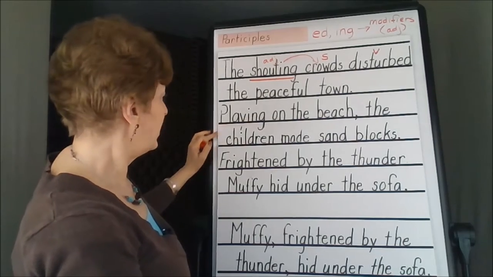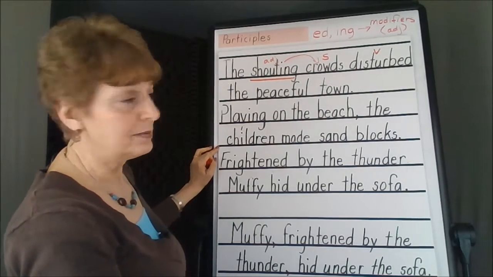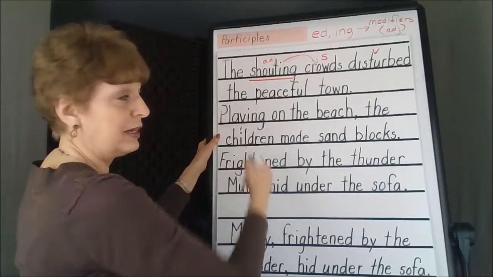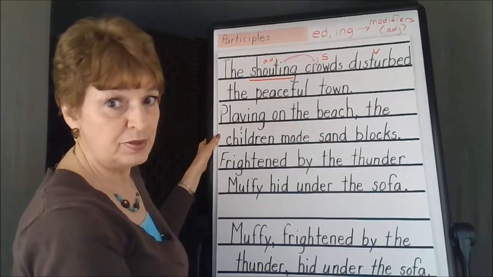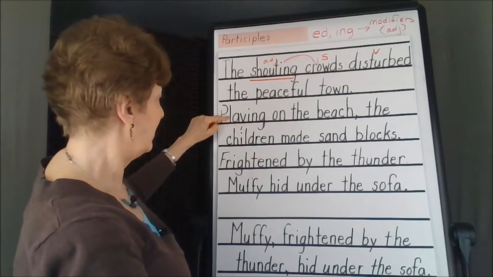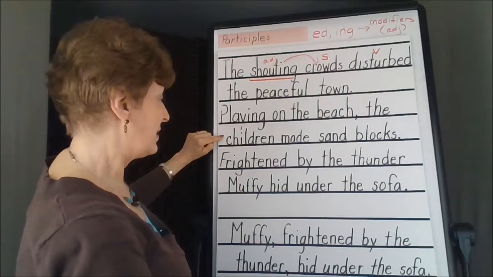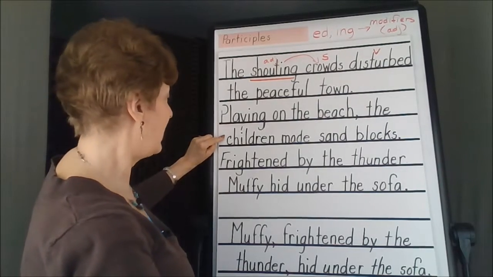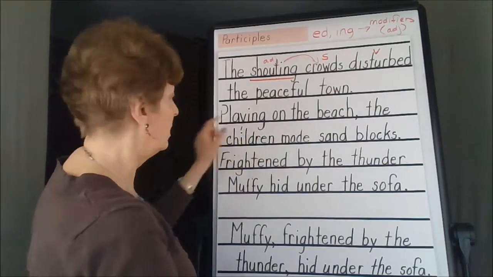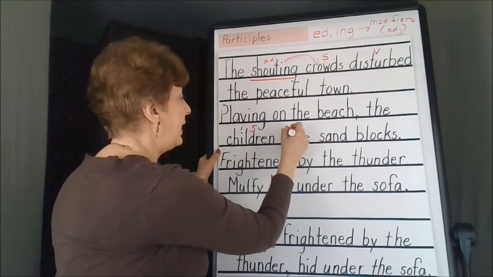Playing on the beach, the children made sand blocks. All right, we're drawn to the playing because you certainly can do that as an action. But who's playing? Well, you might say, well, the children are playing, and that's true, but there's a better verb in here, and it follows it. Children made.